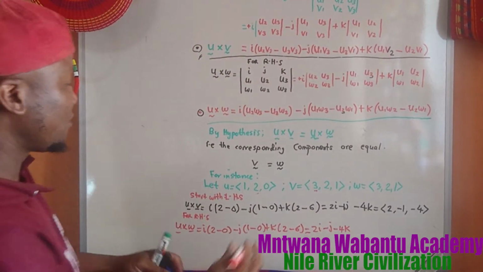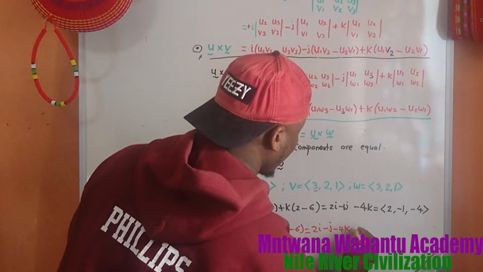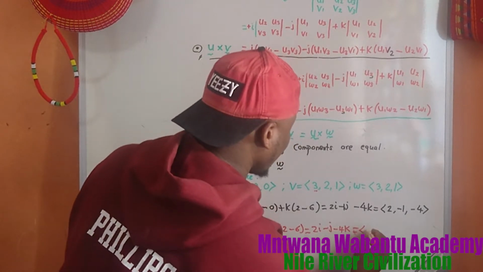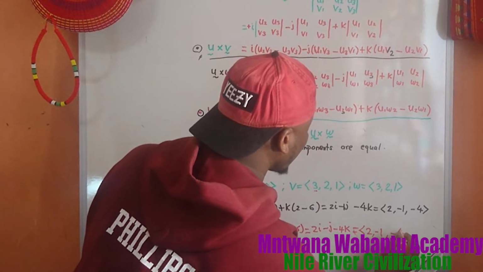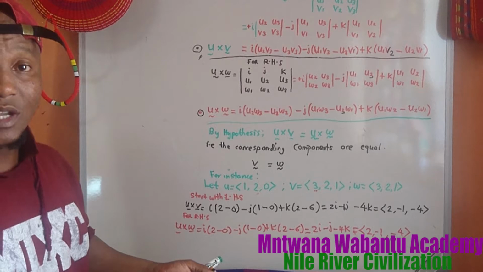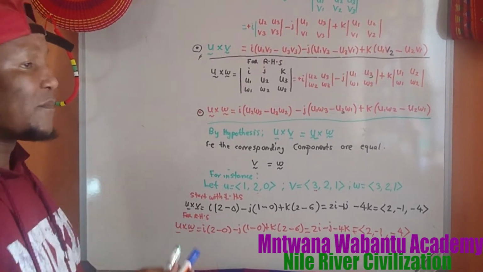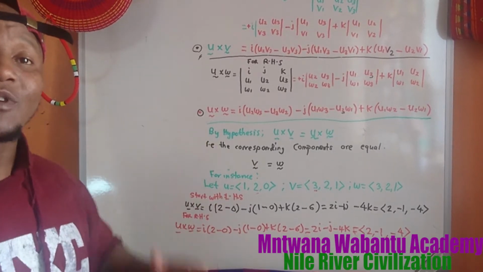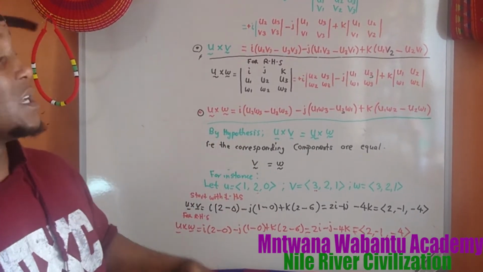So if you look carefully, let's put it together. So this, let me say 2, negative 1, and then negative 4, which is going to be the same. Left hand side equal to right hand side. So we have proven it. You see? So since the left hand side and the right hand side match, left hand side equals right hand side.